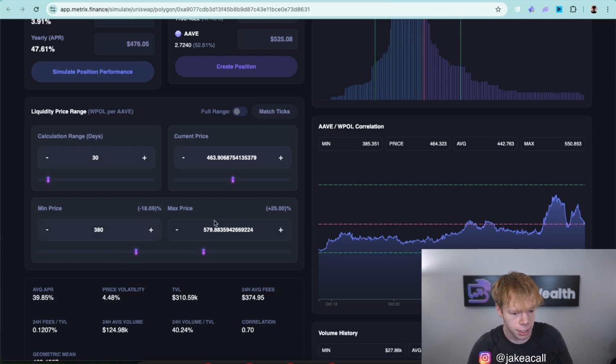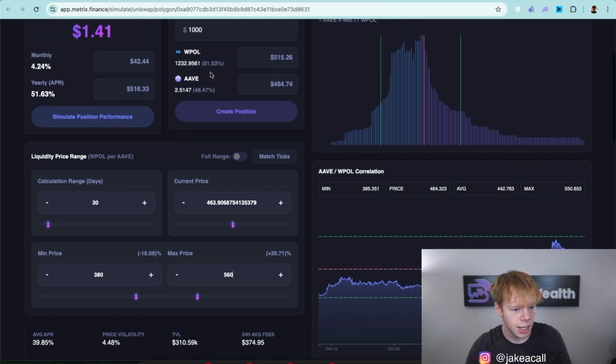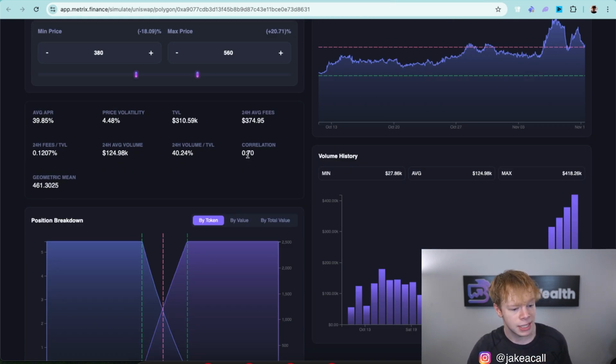So I'm going to put my bottom price at 380, and I'm going to bring this down to something like 560, let's just say. That's going to give me about 50-50 on the assets, which is a solid ratio, I would say. These ones have a 70% correlation over the past 30 days, which means that we can go with that tighter range, just not too tight.